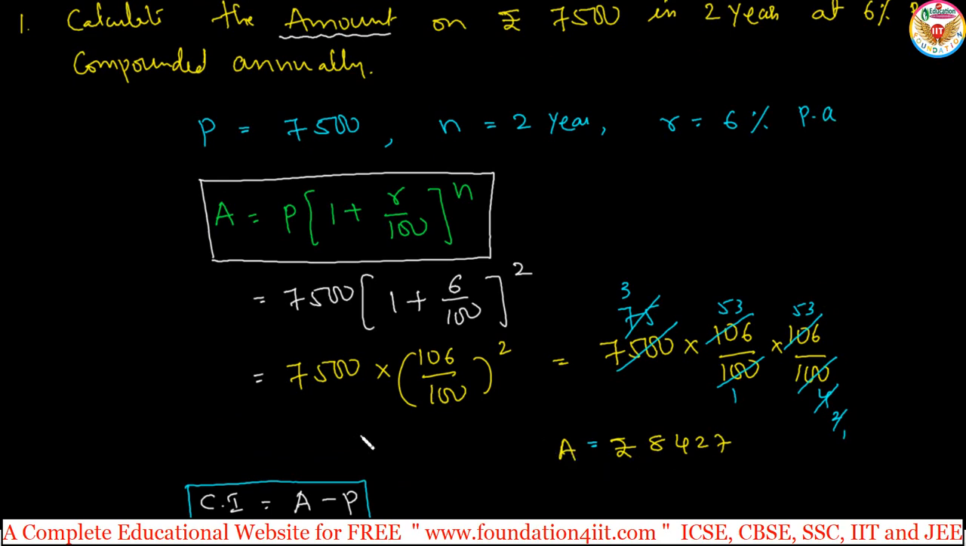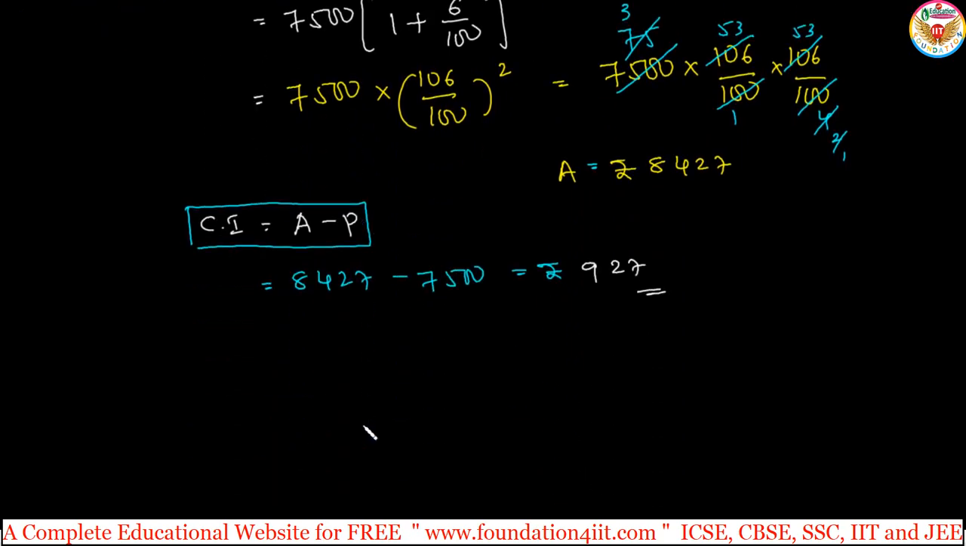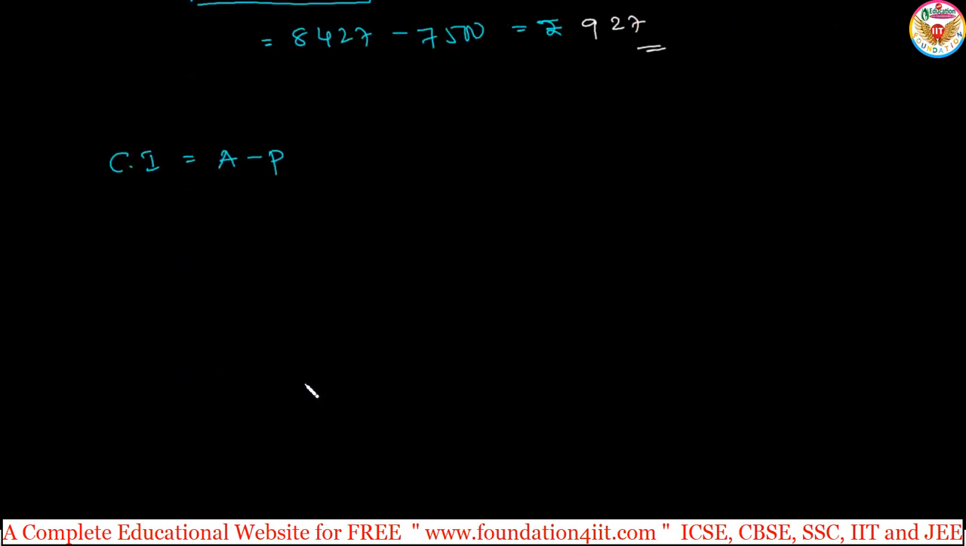So to find out the compound interest, we have to find out the amount first, followed by compound interest. Or else, there is one method to directly find the compound interest using the same formula. Let me show you the direct formula here. Already we know compound interest is equal to A minus P.